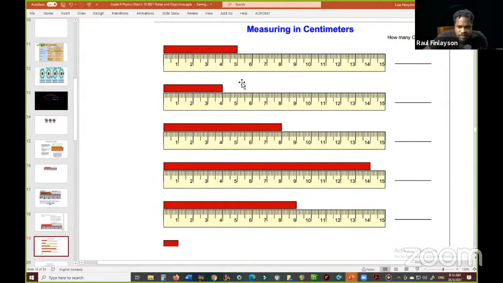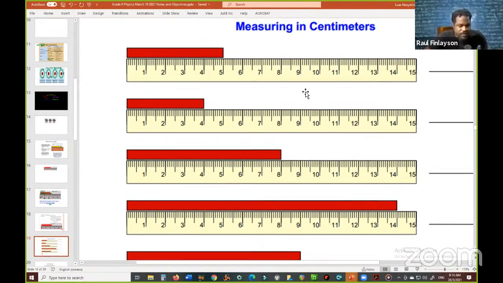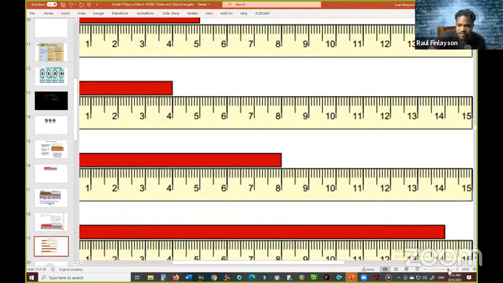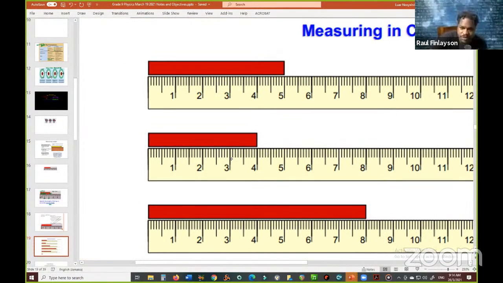All right, so let's apply it to this now. What would these be? If you observe this carefully, this would have been the assignment from the previous class. Certainly, yeah. All right, so measuring in centimeters here, guys. Let's look at this. This is interesting. Let's zoom in. There's a red tape beside the ruler here.